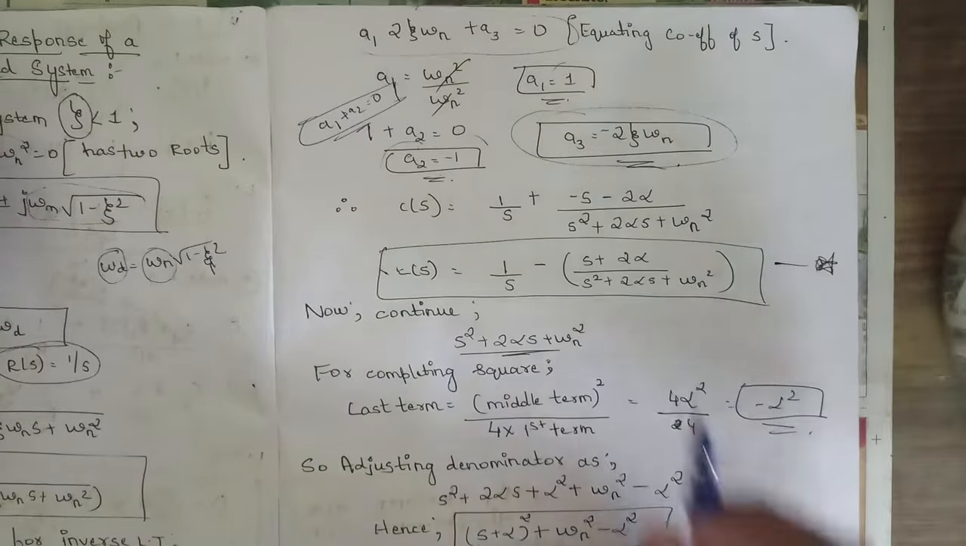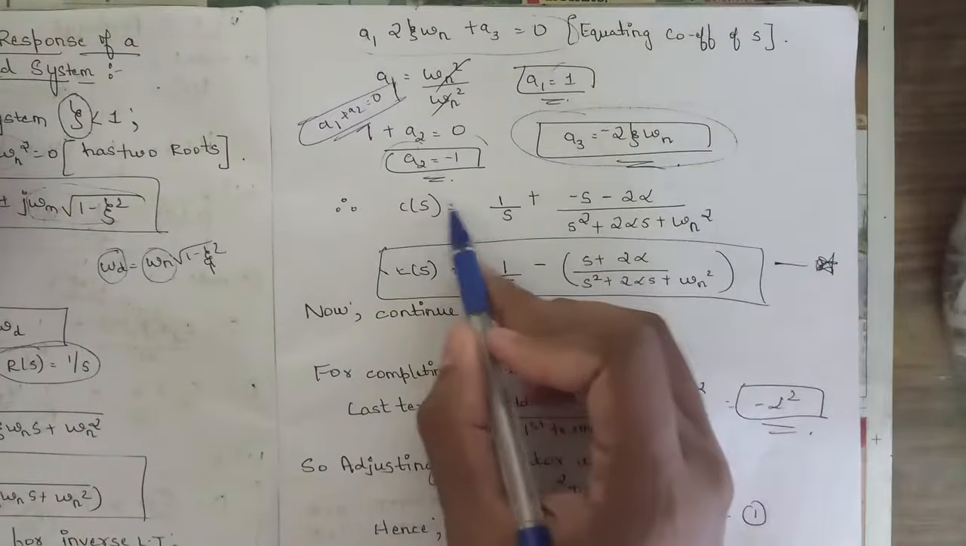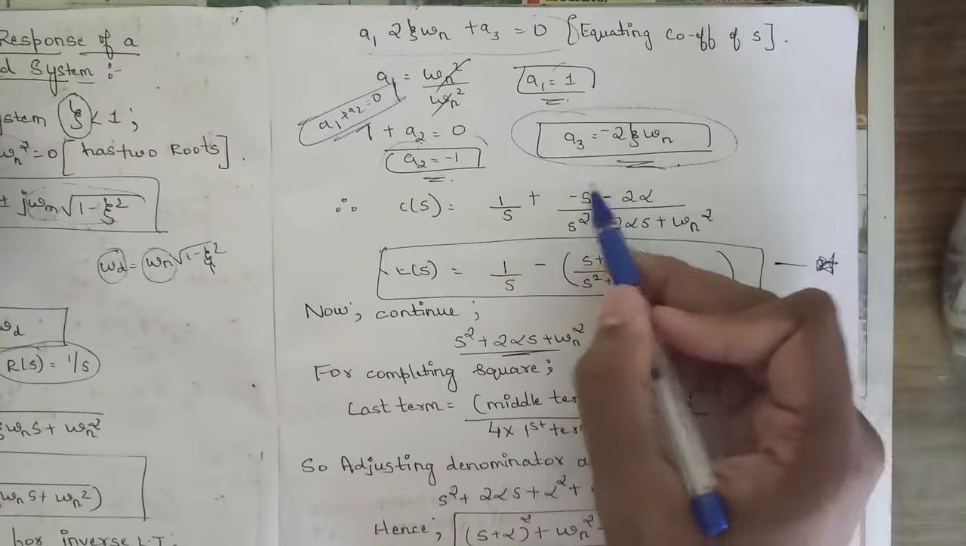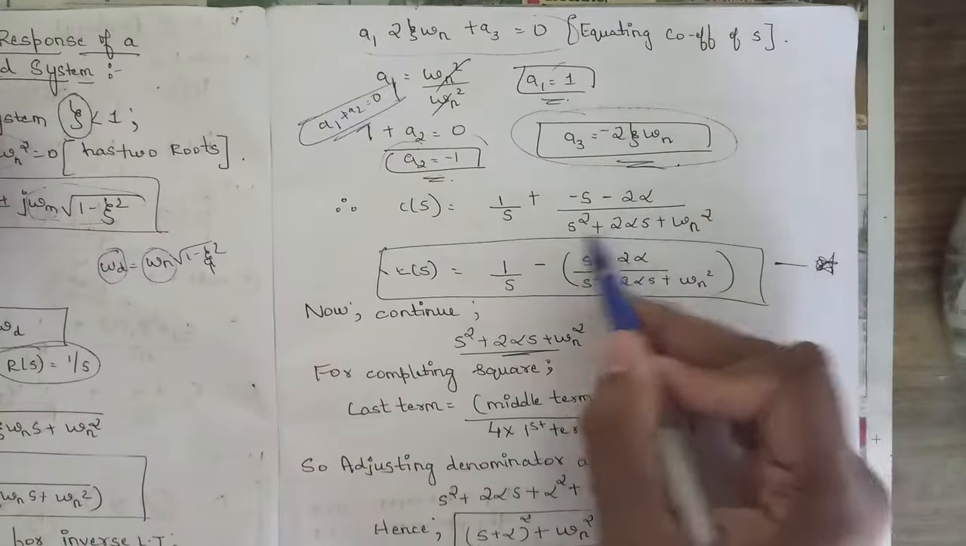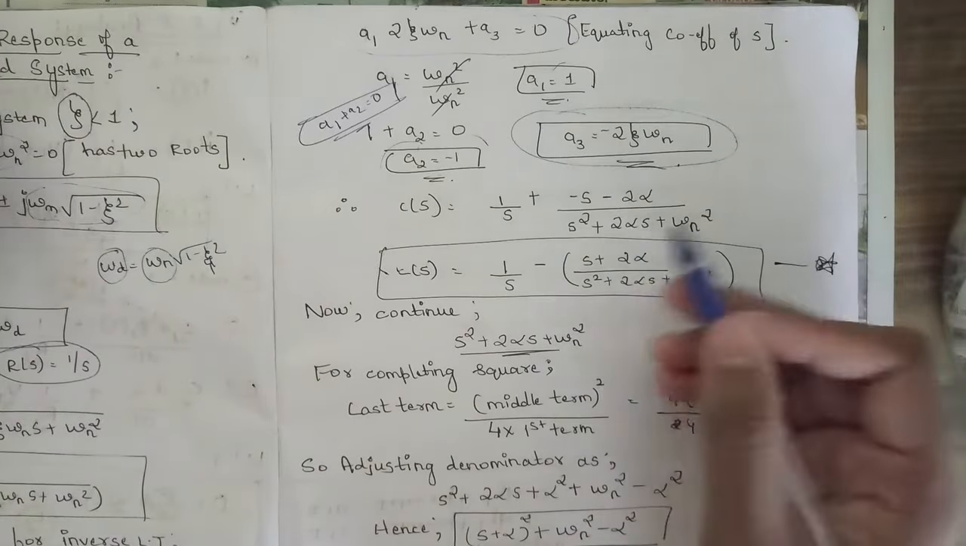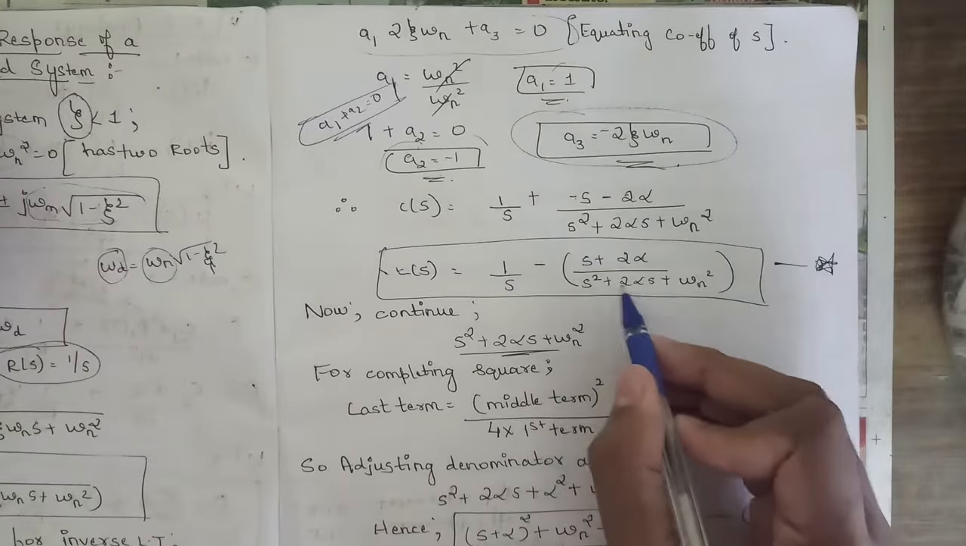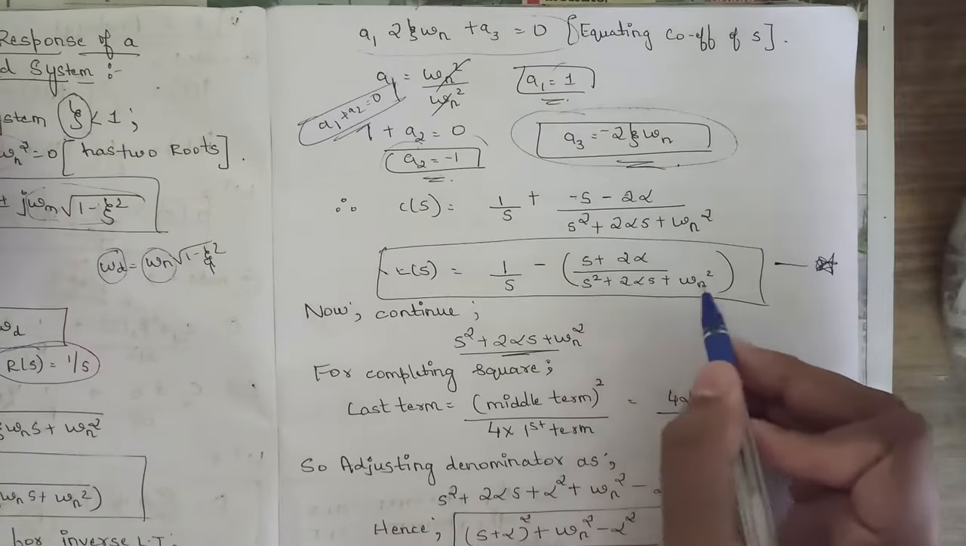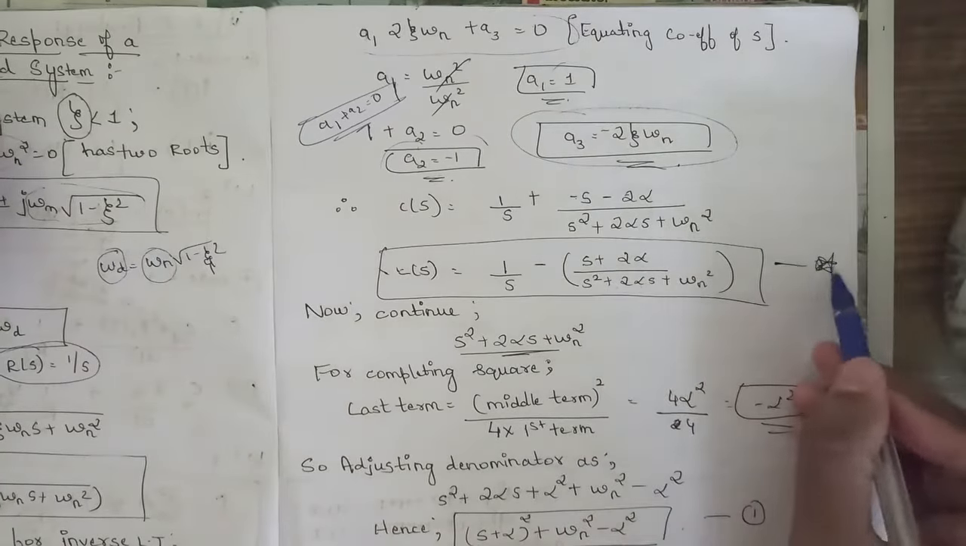The values of a1, a2 and a3 substitute in this equation, that is C of s is equal to a1 by s, right? The value of a1 is 1, so 1 by s plus minus s minus 2 alpha divided by s square plus 2 zeta omega n, which is equal to alpha, so that's why alpha, s plus omega n square. Here in this term take this minus term outside, so in the bracket we can write it as s plus 2 alpha divided by s square plus 2 alpha s plus omega n square. Name this as equation star.